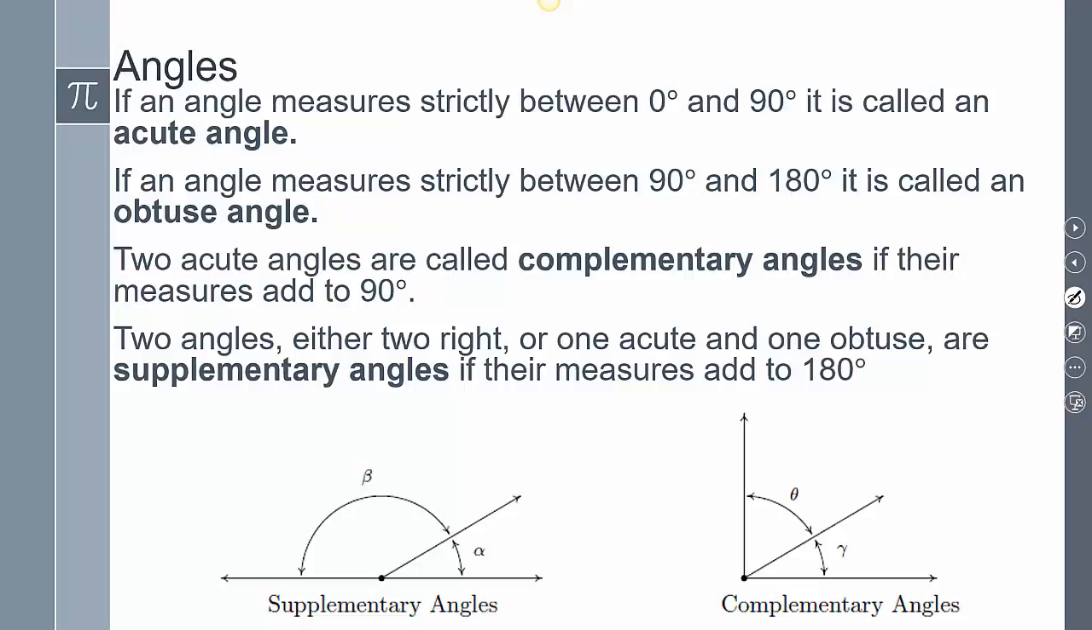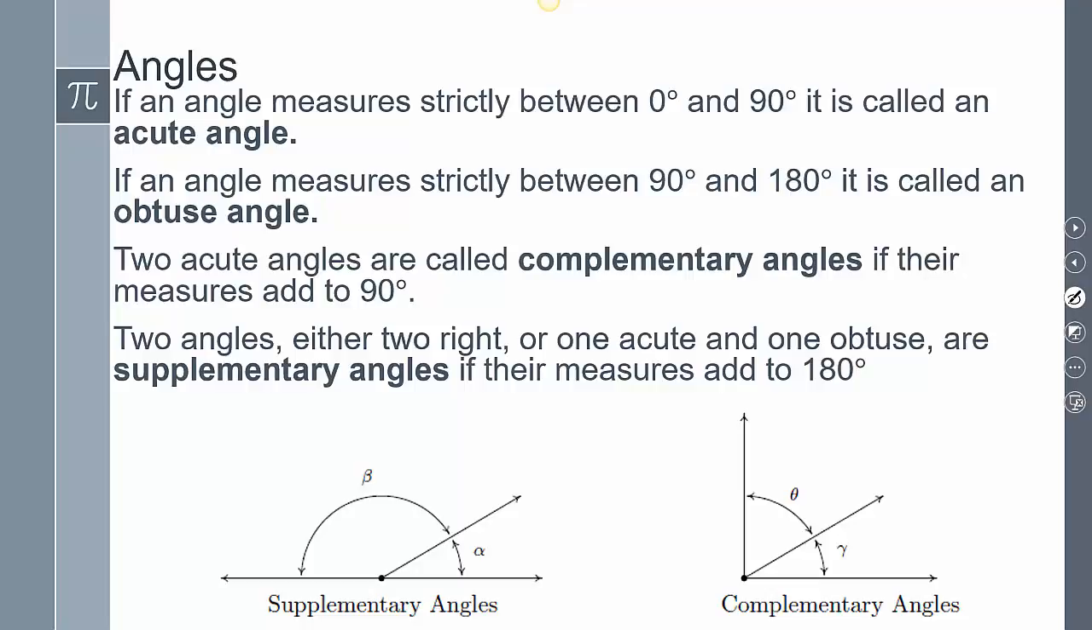So a few qualities and properties that angles have and how they relate to each other. If an angle measures strictly between 0 and 90 degrees, we call that an acute angle. If an angle measures between 90 and 180 degrees, we call that an obtuse angle. If I add two angles together, in this case two acute angles, we call them complementary angles.